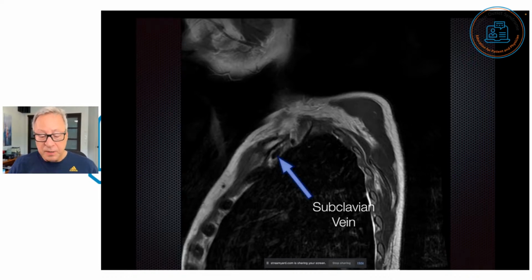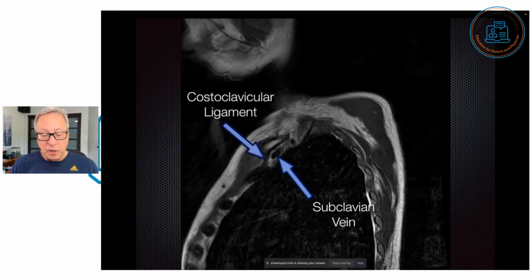And we can see here there's a subclavian vein, this black space where blood is flowing. You don't see the blood flowing, you just see a black space on this type of technique. And then you see this band called the costoclavicular ligament. Goes from the first rib upwards and joins the collarbone. And the collarbone goes over the top of the subclavian vein.